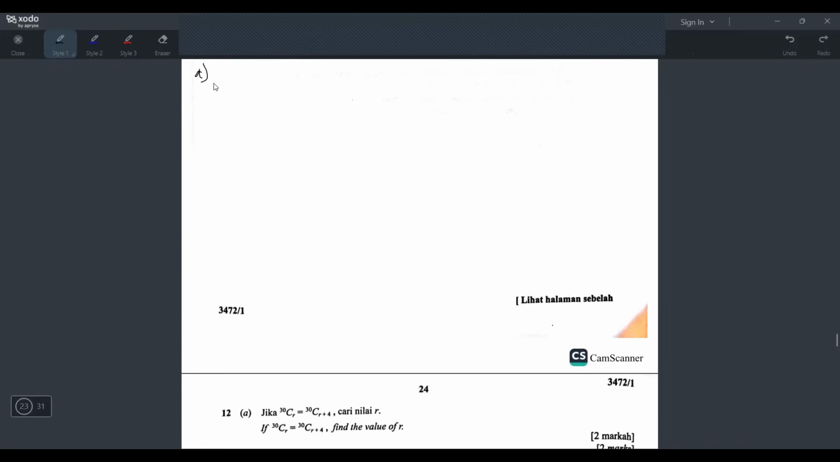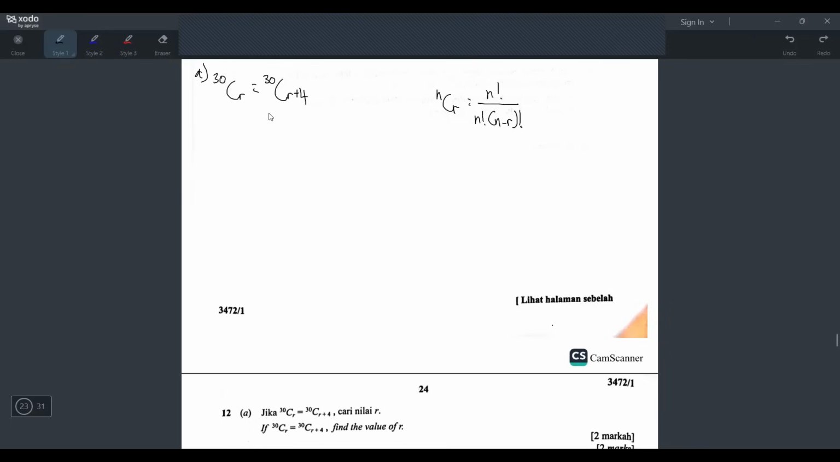If 30CR is equals to 30CR plus 4, okay, find the value of R. So how to find value of R? Okay, it's only worth 2 marks, okay. There is a formula that you can use for NCR, okay. It's called n factorial over r factorial n minus r factorial, okay. But when I first do this question, I tried to find R by using this formula, and I couldn't get the answer, okay.